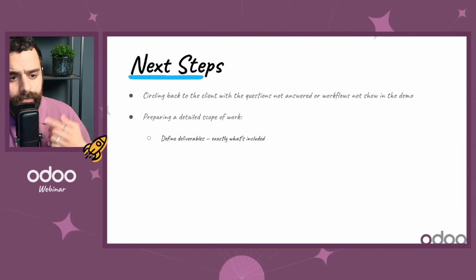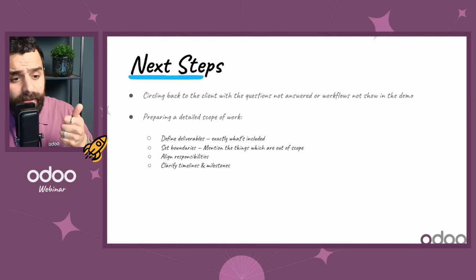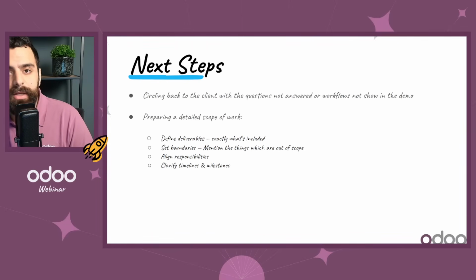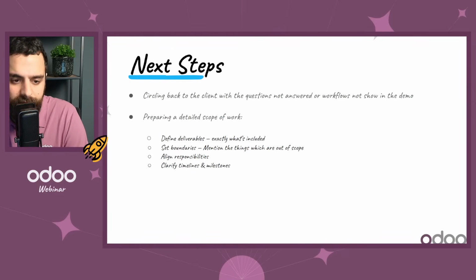Why? Because we need to talk about the deliverables. Define the deliverables. What are the things that should be included in the scope? What are the things that should not be included in the scope? What are the things that we will do in phase 1, and what are the things that we will do in phase 2? Sometimes I like to add what are the workflows that we'll add in phase 1, phase 2, phase 3, just for us to set expectations from the beginning.